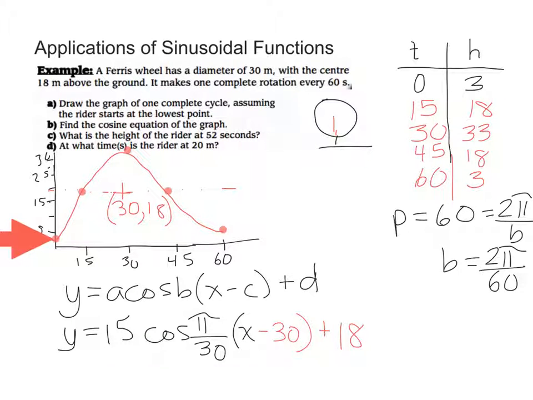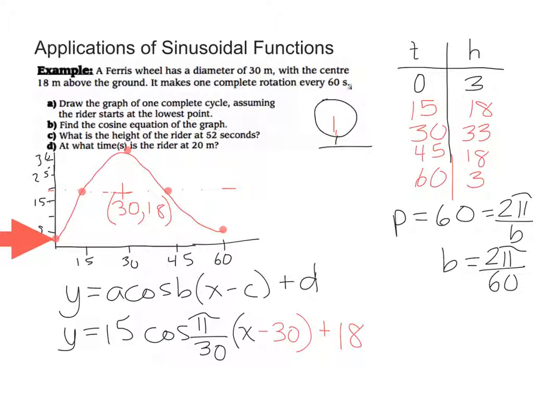Once we've come up with that equation, put it in the calculator, we know that it's correct because we got the same graph on the calculator as the one we sketched here. We can answer parts C and D. What is the height of the rider at 52 seconds? How are you going to use your calculator to answer that? Trace, or probably second trace if you're on an 83 or 84. Value, fill in 52.